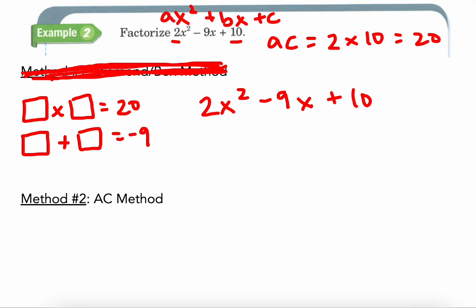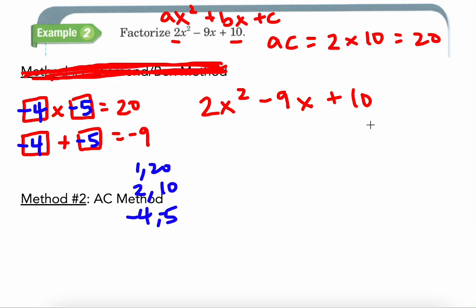Okay, looking for two numbers that will multiply to get to 20. So we'll list our factors. We already know it's 4 and 5, right? From doing our previous method. Negative 4 times negative 5 to get to positive 20. Negative 4 plus negative 5 to get to negative 9. Okay, so we have negative 4 and negative 5. Those are the factors we're going to end up with.